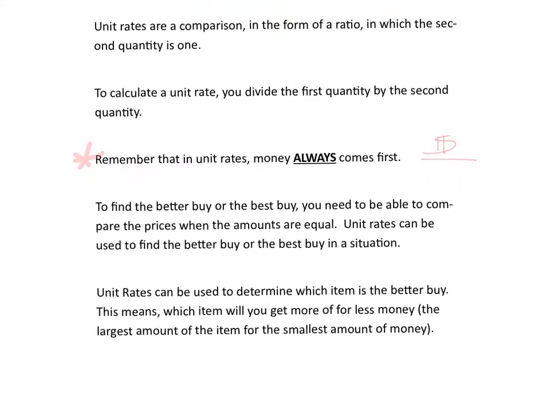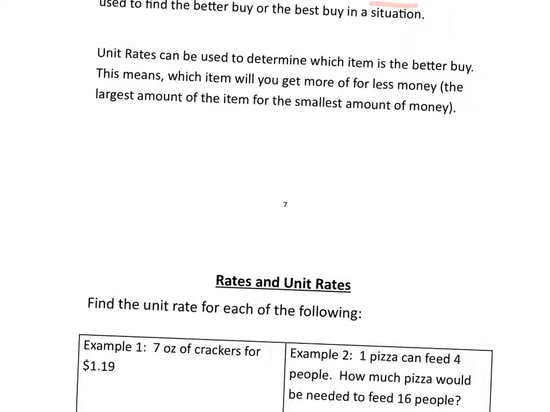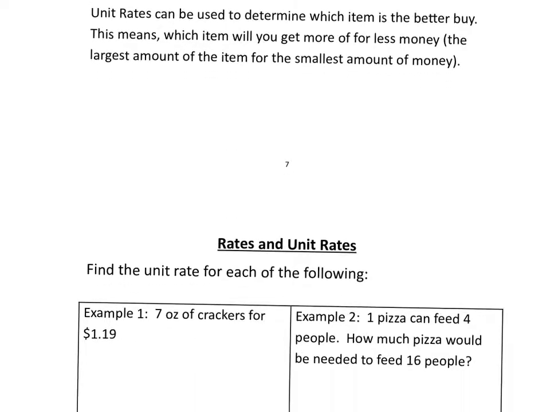Now, when it comes to dealing with better buys or the best buy, you've got to be able to compare things that are equal. And we do this by using a unit rate. So whenever you're asked, which is the better buy for me, which is going to be the best for me to buy, the most bang for my buck kind of thing, you're going to deal with unit rates. Going back to money always comes first. And then unit rates basically tell you I can get more for the less amount of money. What's the most that I can get for spending the smallest amount of money? So let's take this from the beginning.